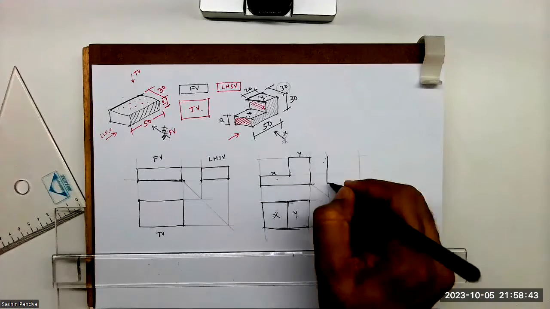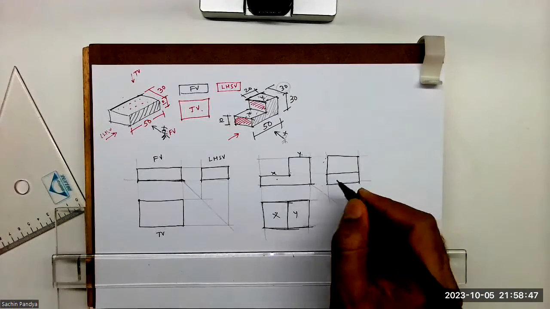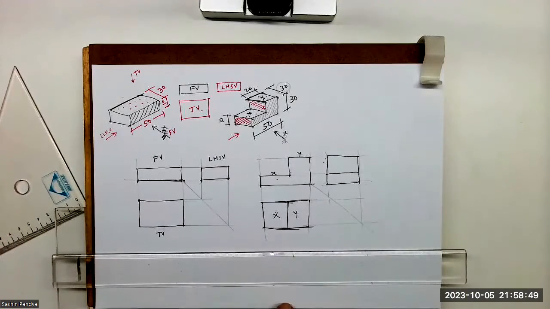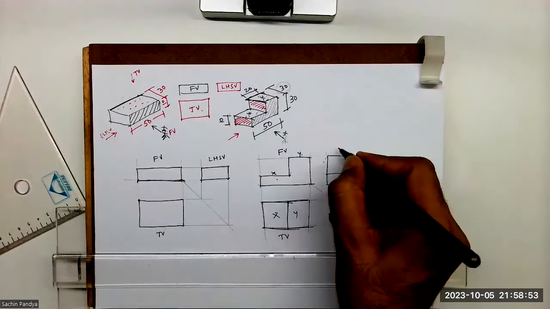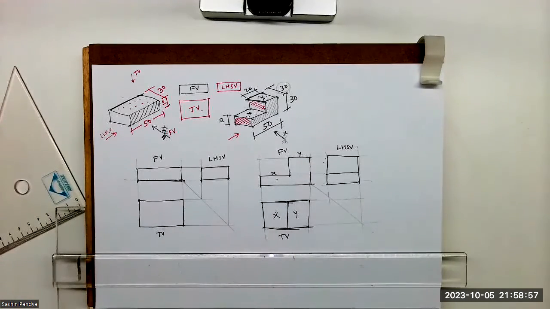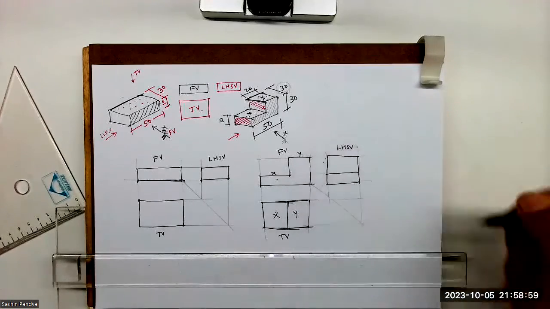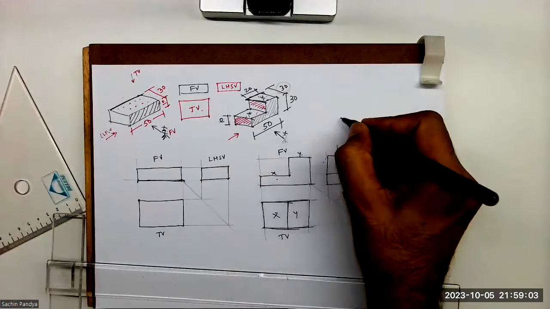So we'll get this part. So this is left hand side. This is front view, top view, and left hand side. Let's take one more sum in this only. I think I can fit here.